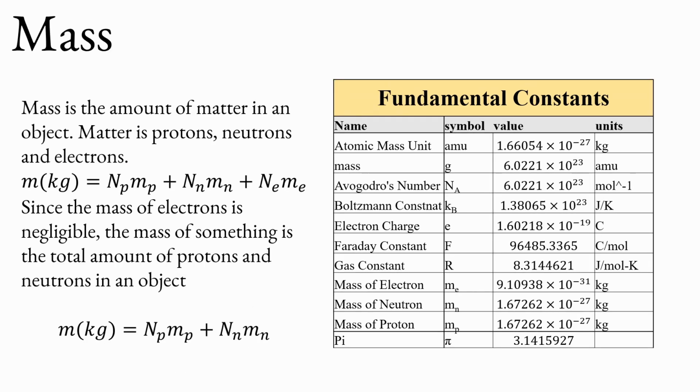So mass is the amount of matter in an object, and the matter is protons, neutrons, electrons. Since the mass of the electron is negligible, the mass of something is the total amount of the protons and neutrons in an object, and it's measured in kilograms.